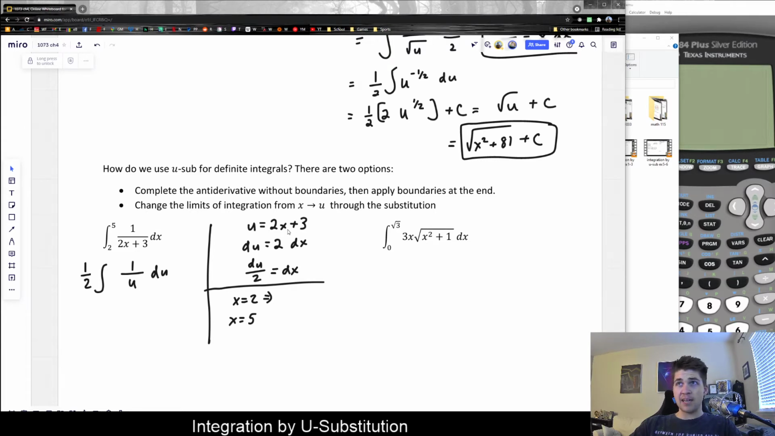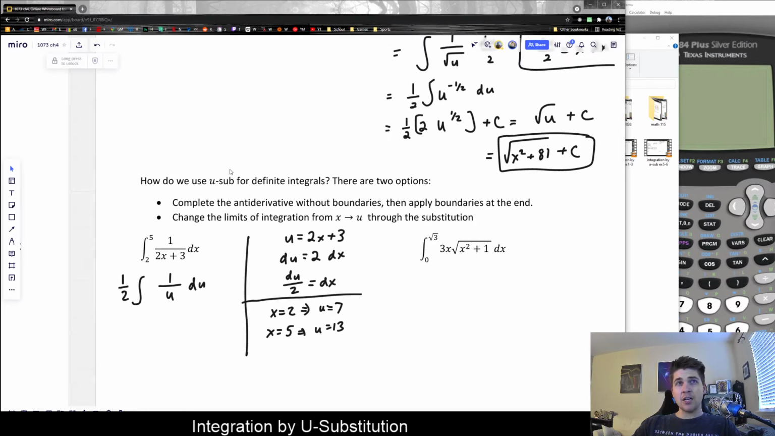So, well, if I just plug that in, x is 2, 2 times 2 is 4, plus 3 is 7. So if x is 2, that means u would have to be 7. And for 5, well, I get 2 times 5, 10 plus 3 is 13. And so I would change those boundaries of integration based on that linear relationship, and my boundaries will now change from 7 to 13. Technically, you can write that these are x values and u values to specify, but that's always implied in an integral if you're not writing specific parameters.